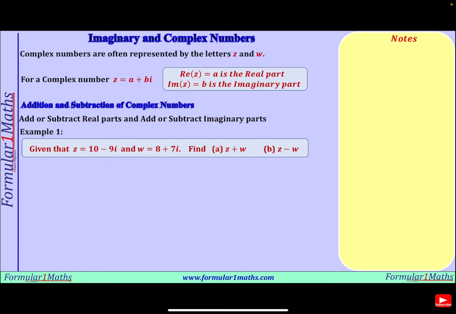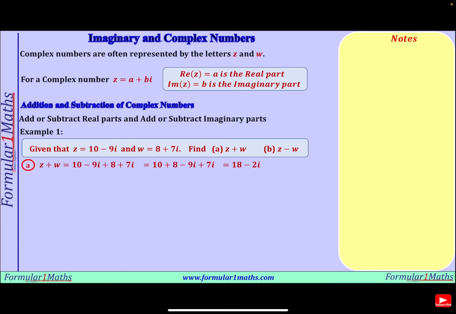So for a, if you write it this way, 10 minus 9i obviously is z, 8 plus 7i is the w. All you do here is collect like terms to get this, and then simplify to get 18 minus 2i. So this is how you add complex numbers. It would be good to pause the video right here and try b by yourself.